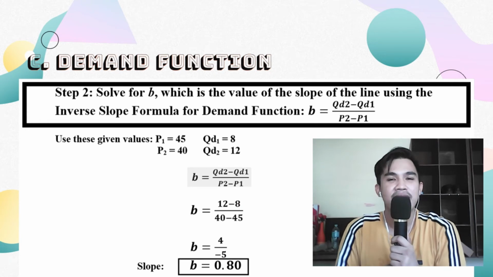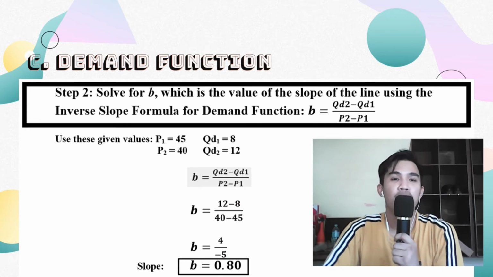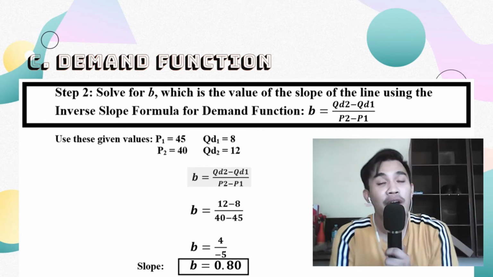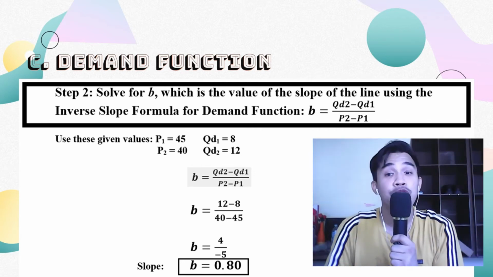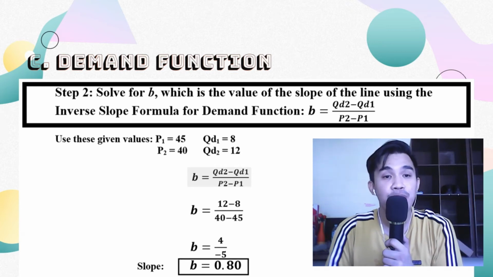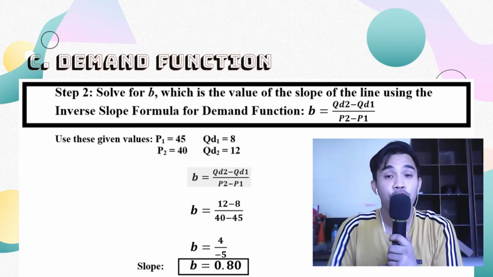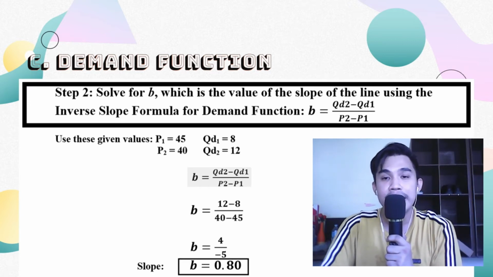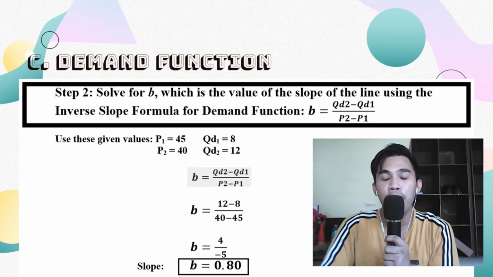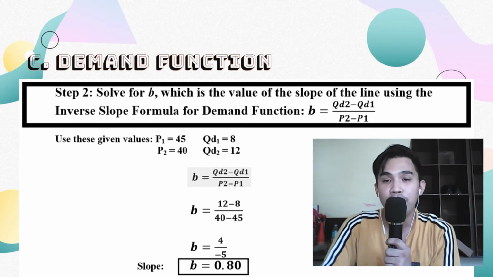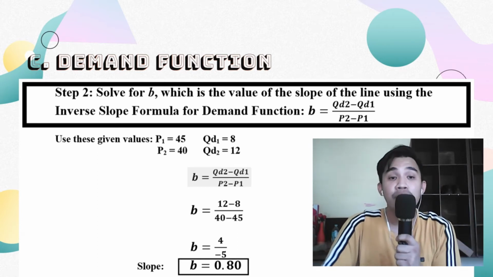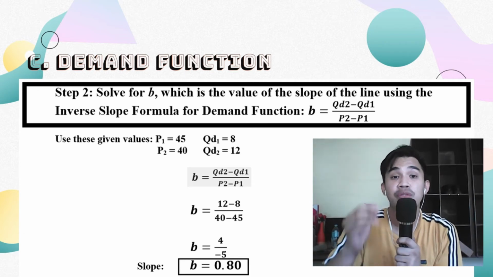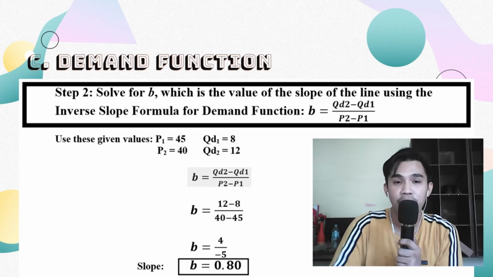So let us now proceed to step number 2. So for step number 2, solve for B. So ano nga yung B? That is now the value of your slope, the slope of the line using the inverse slope formula for demand function, wherein B is equal to QD sub 2 minus QD sub 1 all over P sub 2 minus P sub 1. Using the given values, yung kanina, yung in-identify natin, yung dalawang situations na magkakasunod wherein we use B and C.